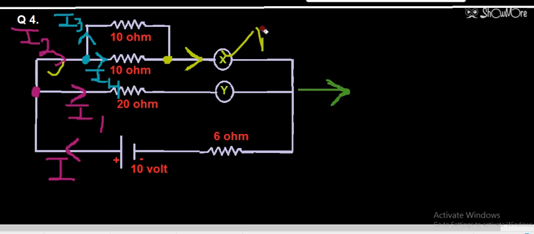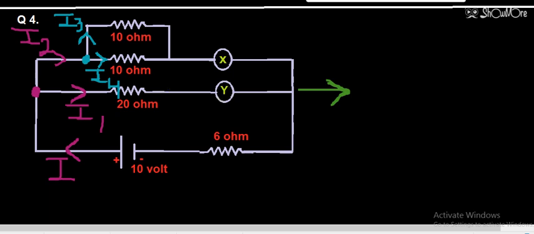So device X is ammeter, because it is used to measure the current. Then device Y is also connected in series. So this is also the device which will measure the current. So it will measure the current I1, and the device Y is also ammeter. So both X and Y are ammeter in this question, and now we have to find the reading of X and reading of Y. So without wasting any time, let's start the question.